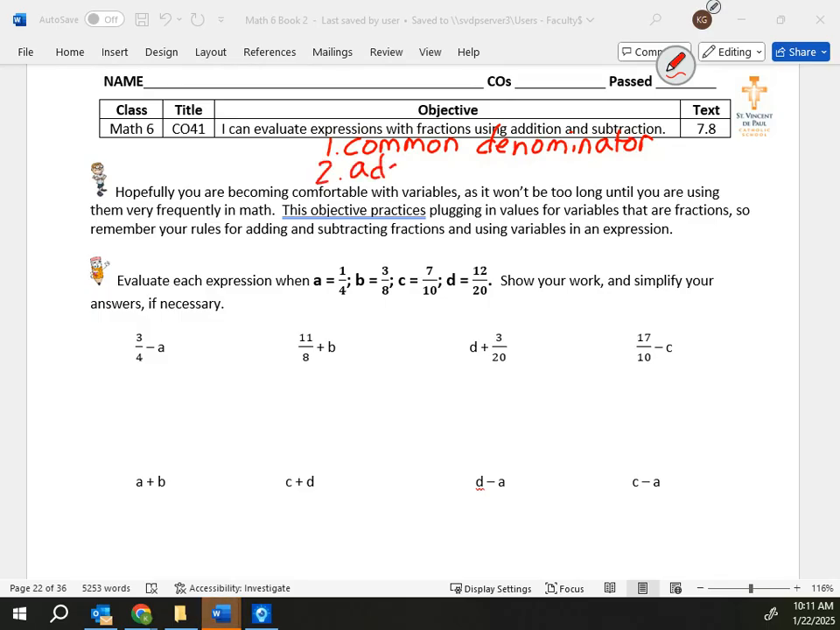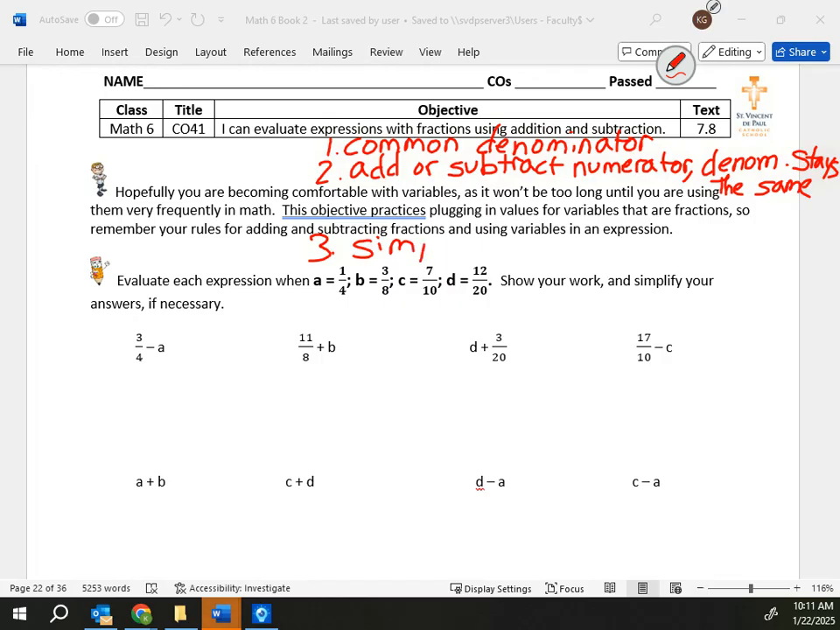Second step, add or subtract the numerator. Denominator stays the same. So you only add or subtract the top. That denominator is the same number, it stays the same. What is our final step? When we're working with fractions, what's our final step, Sophie? Simplify. So step 3, simplify, simplify, simplify.